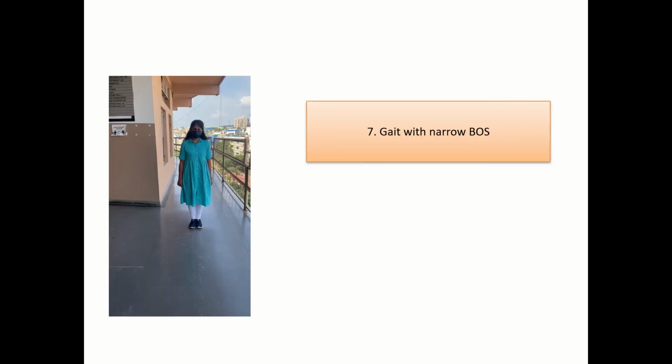The first one is, after 6 steps of the dynamic gait index, this is the 7th one: gait with narrow base of support. Ask the patient to do the same thing we taught in the Romberg test, that is feet together. One additional step over here is eyes closed, feet together. One more addition is crossing the hands over the chest.